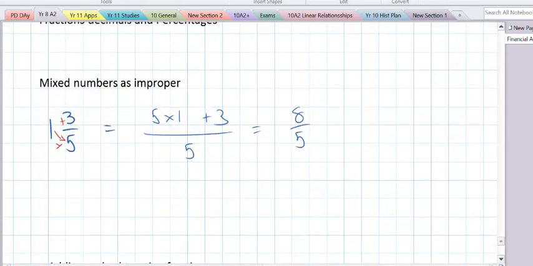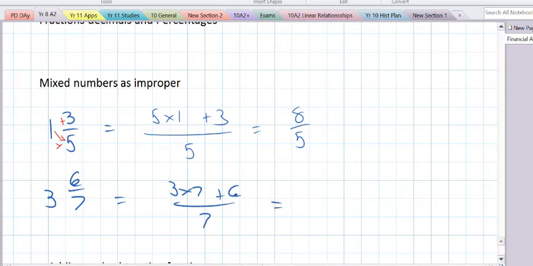Alright, another mixed number. Let's have 3 and 6 over 7. How do we get that as an improper fraction? 3 times 7. Good. 3 times 7 plus 6 all over 7. 3 times 7 is 21. Plus 6 is 27. Over 7 is 27 over 7.